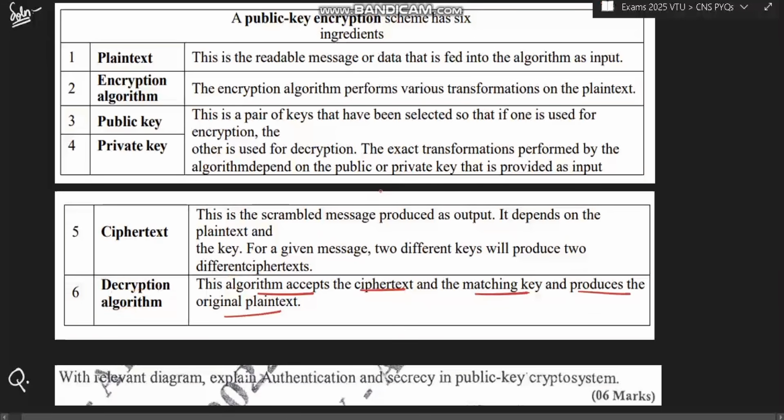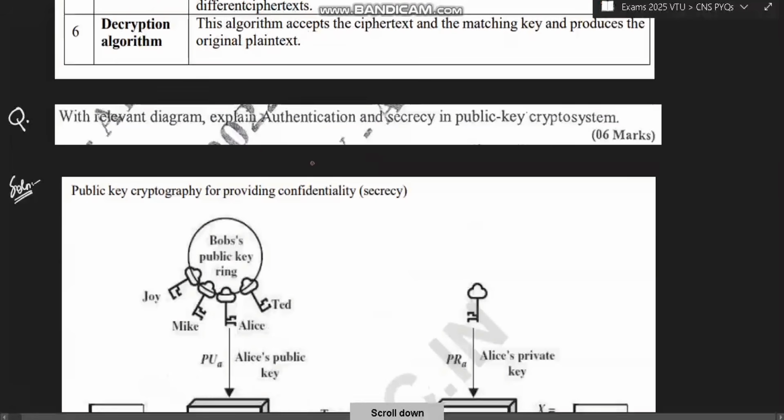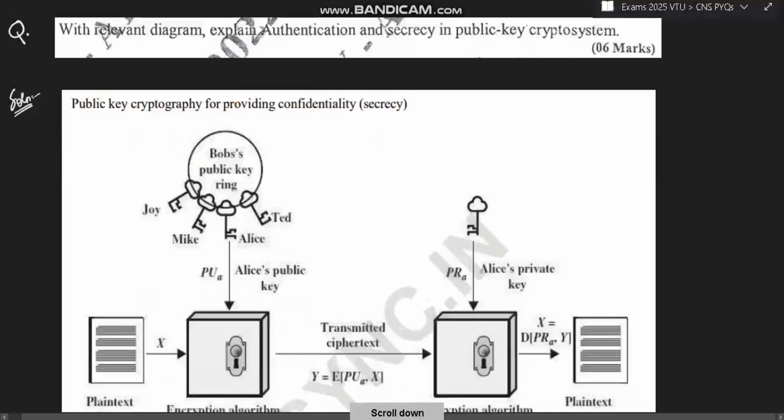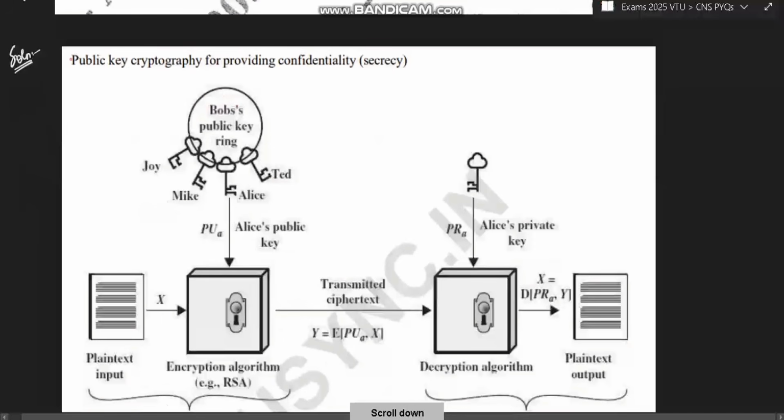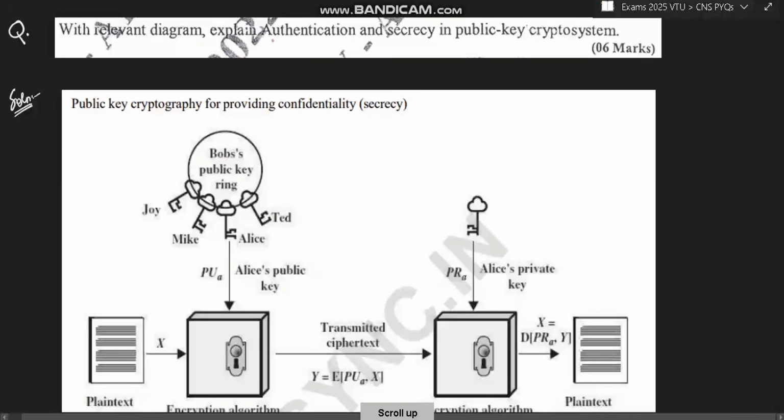Okay, now the third type of question which can come is, they can ask you to explain authentication and secrecy in public key crypto system, okay, with a relevant diagram. Using this example, much of the things will be clear. Public key cryptography provides confidentiality, which is secrecy. There are two concepts here: one is authentication, another one is secrecy.